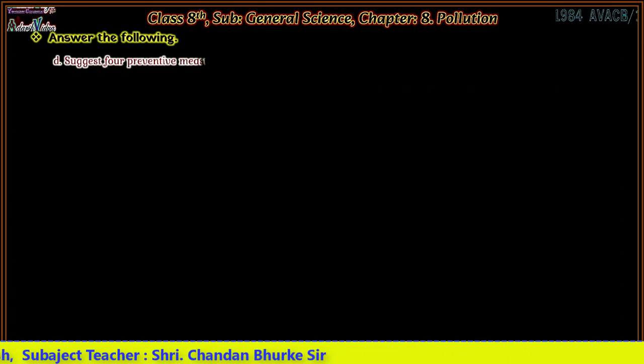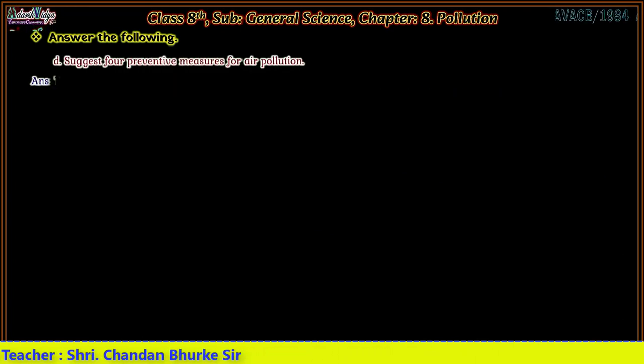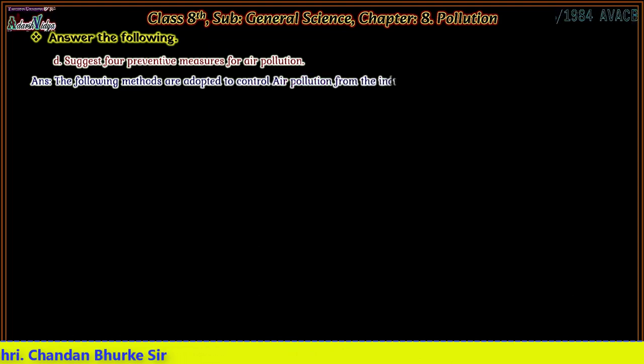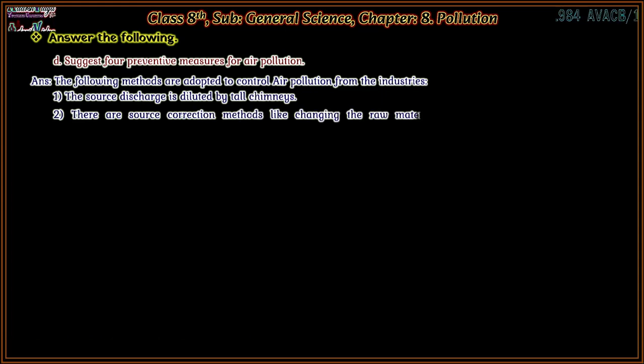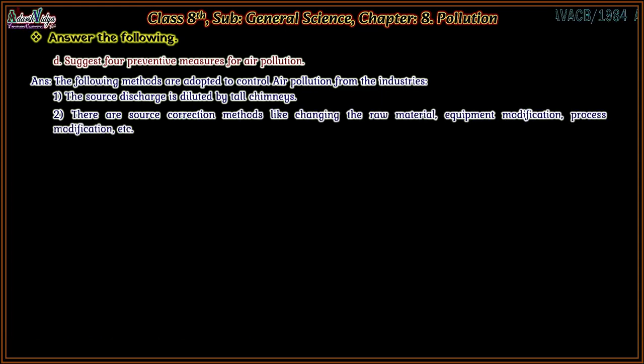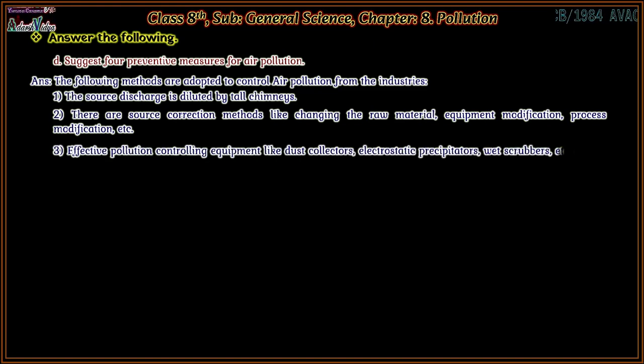Question fourth. Suggest 4 preventive measures for air pollution. Answer is: the following methods are adopted to control air pollution from the industries. First point. The source discharge is diluted by tall chimneys. Second point. There are source correction methods like changing the raw material, equipment modification, process modification, etc.